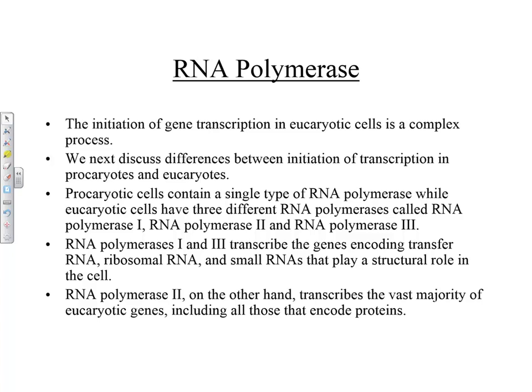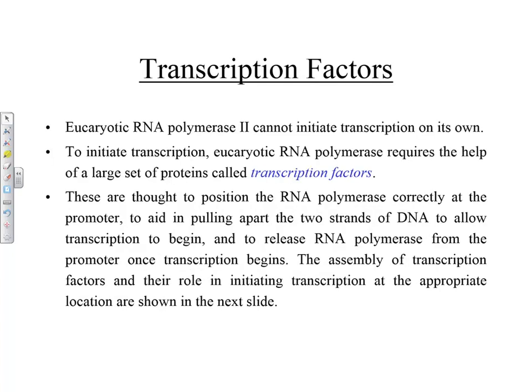On the other hand, RNA polymerase 2 is the one that transcribes the vast majority of eukaryotic genes, including all those that encode proteins. That means all those genes that produce messenger RNA. That's one important difference. So there are 3 types of RNA polymerase. Second thing is that in eukaryotic cells, RNA polymerase 2 cannot initiate transcription on its own. It needs a lot of friends. To initiate transcription, eukaryotic RNA polymerase requires the help of a large set of proteins called transcription factors. And if all those guys are not there, it's just too bad. RNA polymerase can be there, but transcription will not take place.